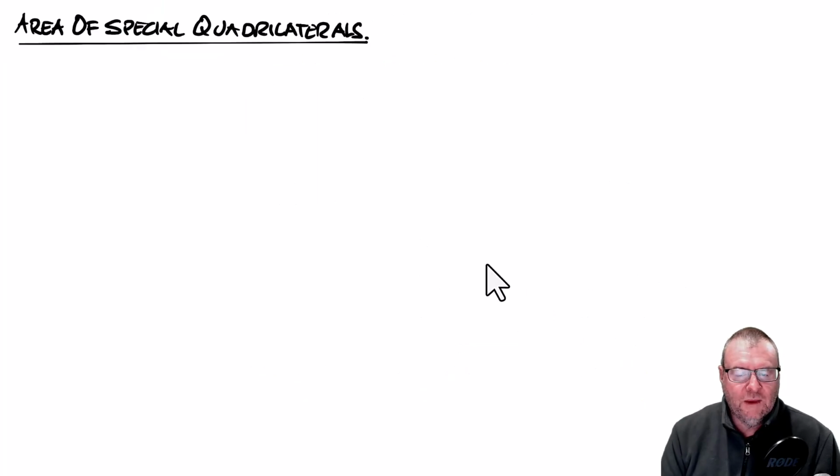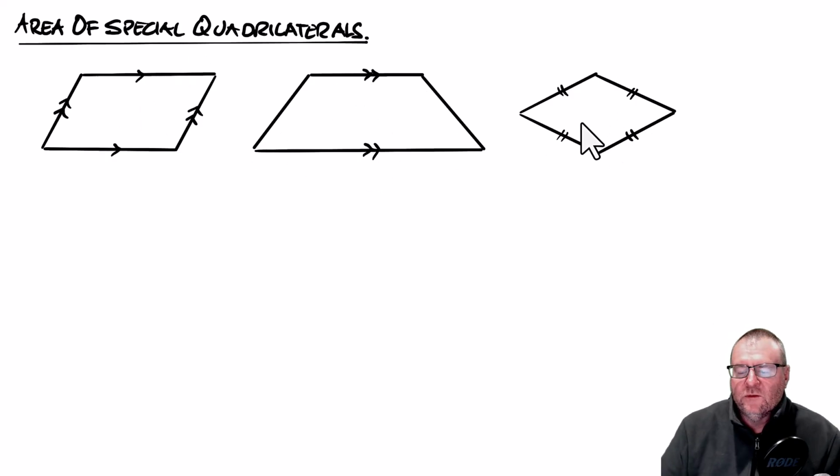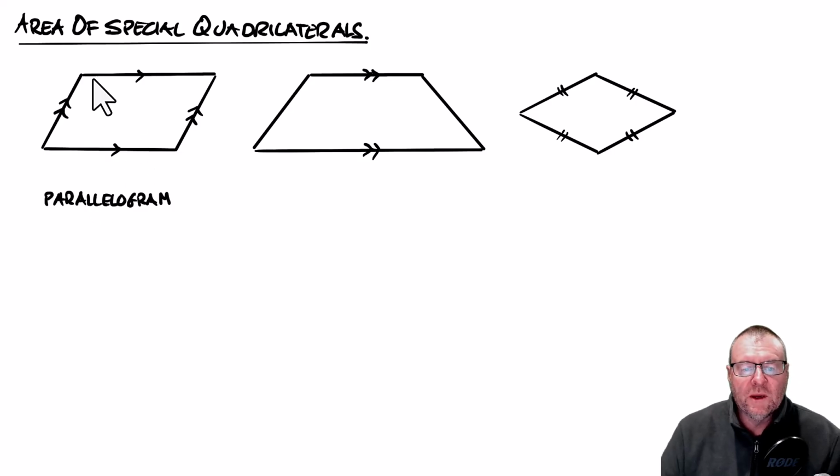But we've also got some other special quadrilaterals, and a quadrilateral is just a shape that has 4 straight sides. So this one has 4 sides. This has 4 sides, and this has 4 sides. And the names of these shapes, let's see if you can remember them from previous years. This one is a parallelogram. We know that because it has 2 pairs of parallel sides. These top ones and these side ones are parallel.